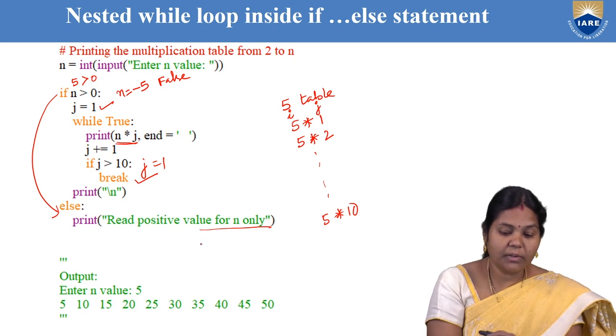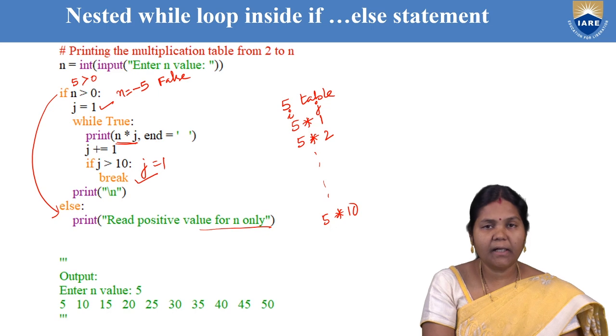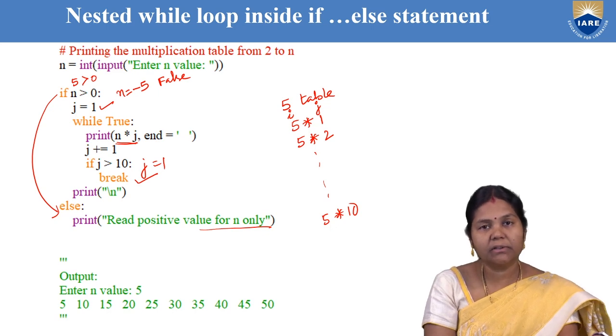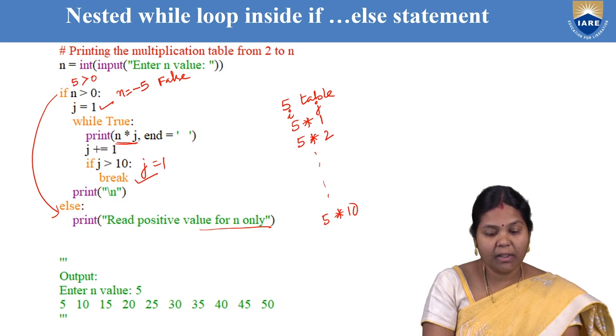So you can see over here, inside an if-else a loop is written. Inside an else part also, depending upon the application, you can write a loop. So this way a nested while loop inside an if-else statement can be written.